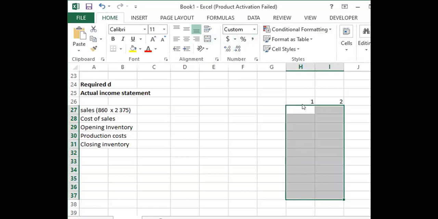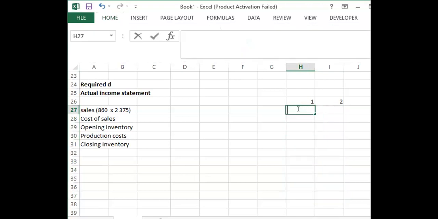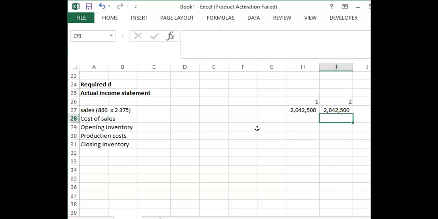We don't want any commas. So this is going to be 860 times 2375. This is what we get there. These amounts are just the same, so we can keep it at that.